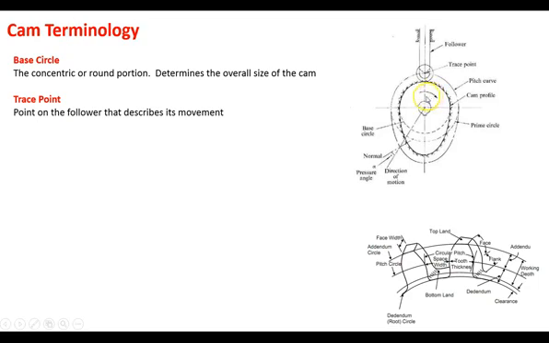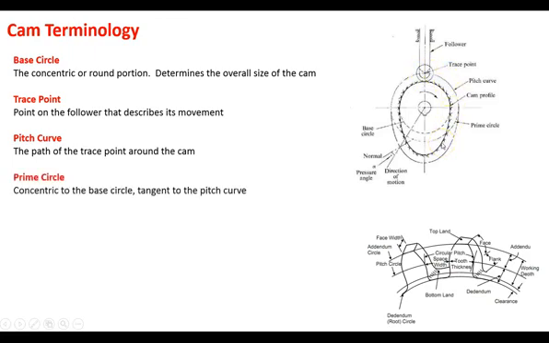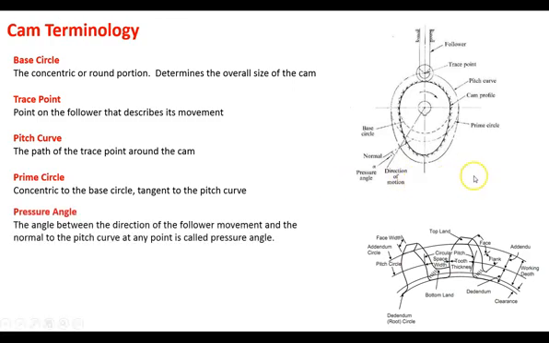Then there's the trace point, which is the center of the follower as it's going to travel around the cam. And the pitch curve, which is the path the trace point is going to follow. You've got the prime circle, which is concentric to the base circle. Here's the base circle, and going around that is the pitch circle, tangent to the pitch curve. There's the prime circle, and then you've got the pressure angle.